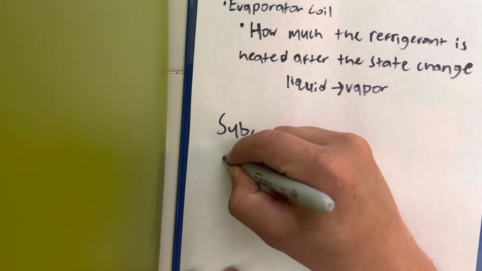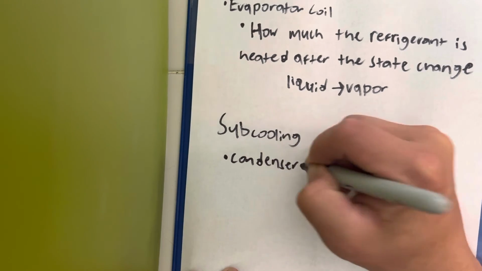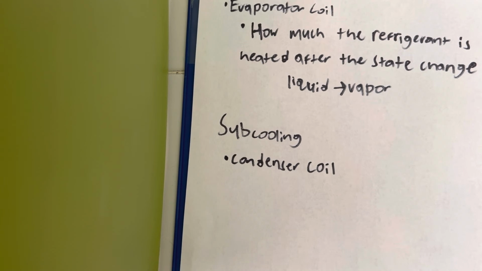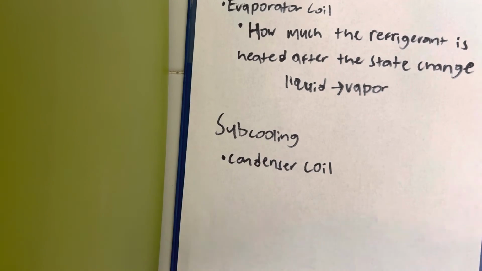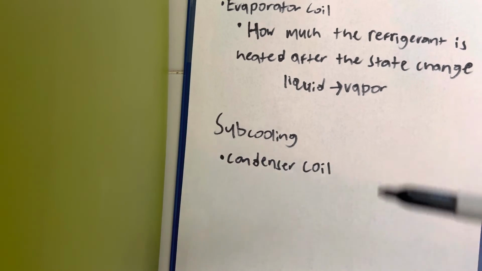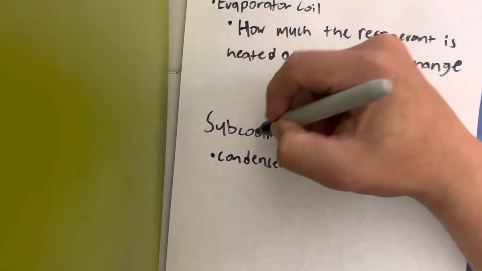Subcooling. Remember at the beginning of the video I said these are kind of the opposite of each other. So subcooling happens at the condenser coil. And of course it's also how much the refrigerant is heated after the state. Not how much the refrigerant is heated after the state change. That is for the evaporator coil. I got caught up reading this here, so ignore that. This is not about heat, of course, because subcooling, it has the word cool in here.